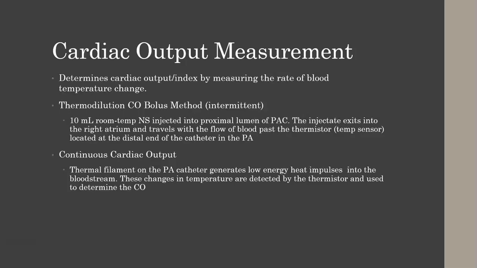In continuous cardiac output measurement, that thermal filament on the PA catheter generates that low energy heat impulse into the bloodstream, and then those changes are detected by that thermometer and used to determine the CO. Average CO over 3 minutes is determined and updated every 30 to 60 seconds.